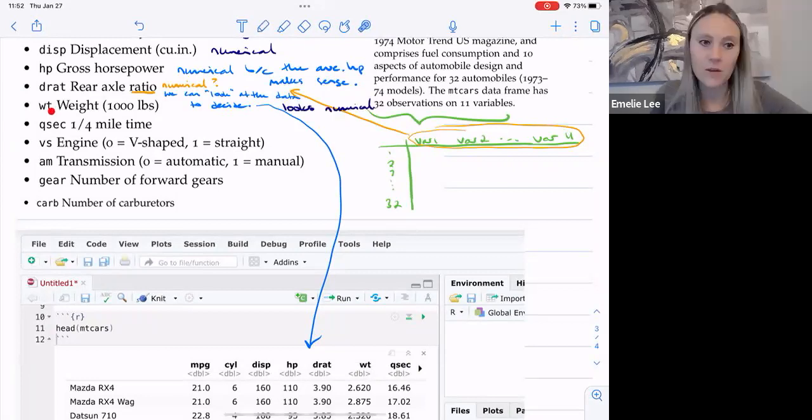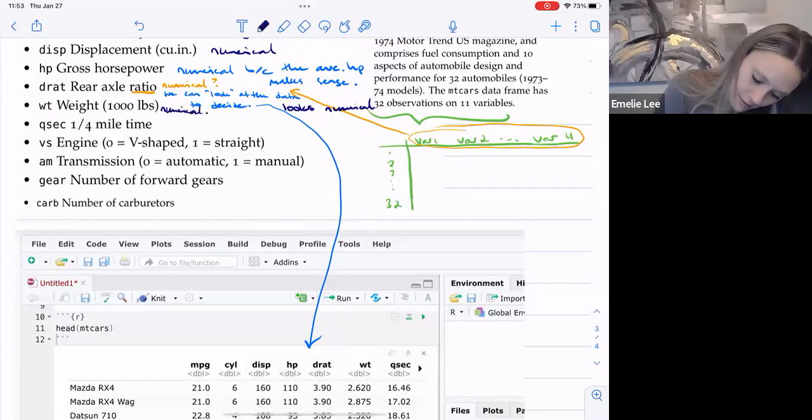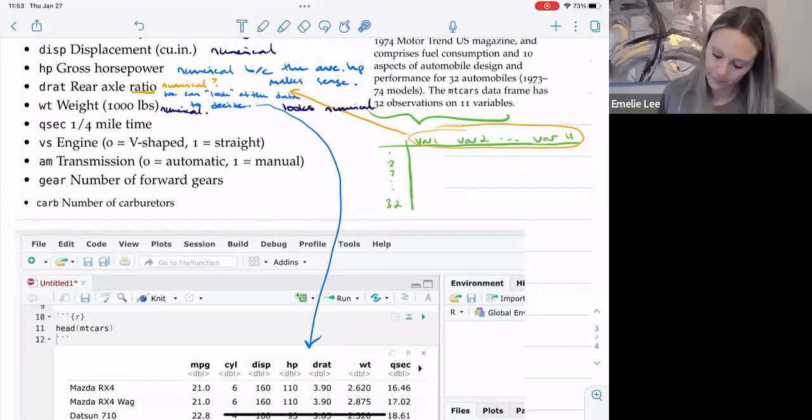The next variable that we have to decide is the weight. It's in thousands of pounds, so again, kind of a giveaway that this is going to be a numerical variable, because I have a unit. So here, this is going to be numerical.